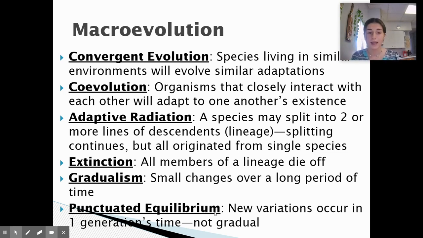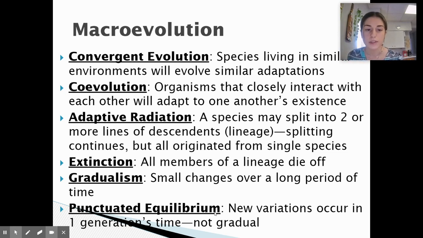Then we have extinction, and this is when all the members of a lineage die off. We also have a few examples of extinction. Well, we actually have a lot of examples of extinction, unfortunately, in a different slide, which I will go over. It's sad because a lot of species are becoming extinct nowadays.